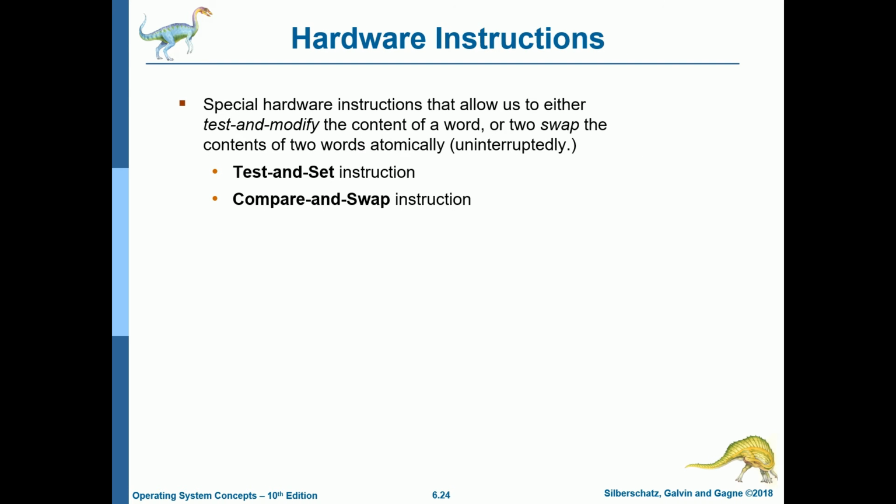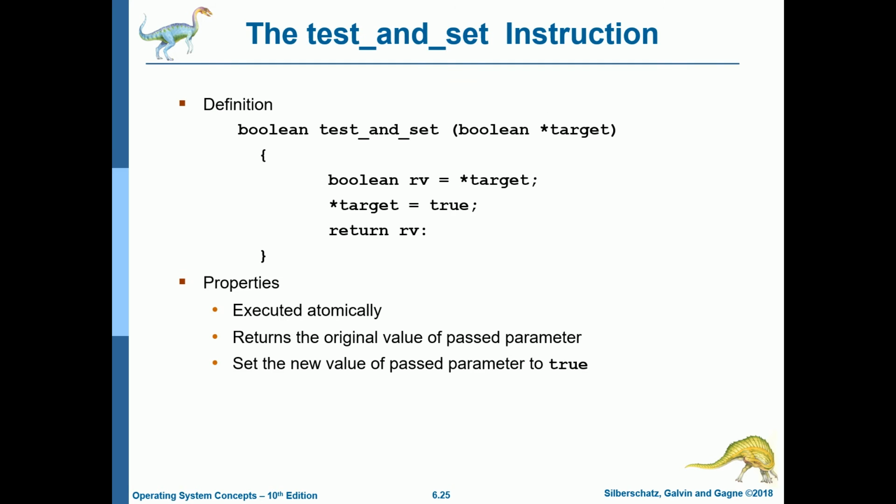Rather than discussing one specific instruction for one specific machine, we abstract the main concepts between these types of instructions by describing the test and set and the compare and swap instructions. Now, looking into this further, the test and set can be defined as we see here. The important characteristic of this instruction is that it is executed atomically. Thus, if two test and set instructions are executed simultaneously, they will be executed sequentially in some arbitrary order.